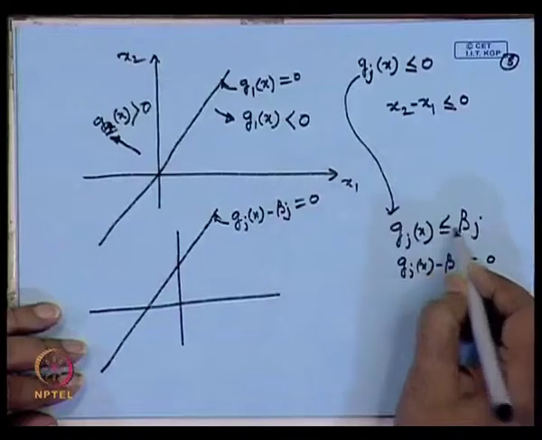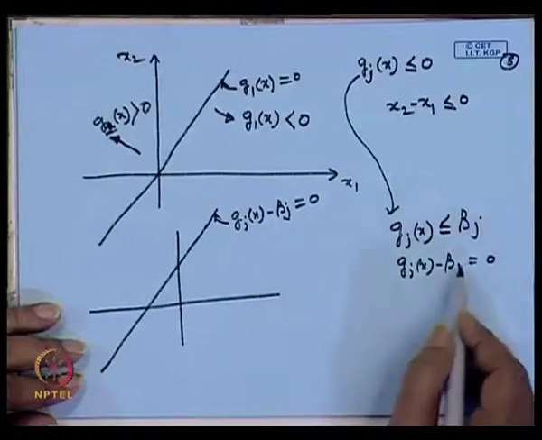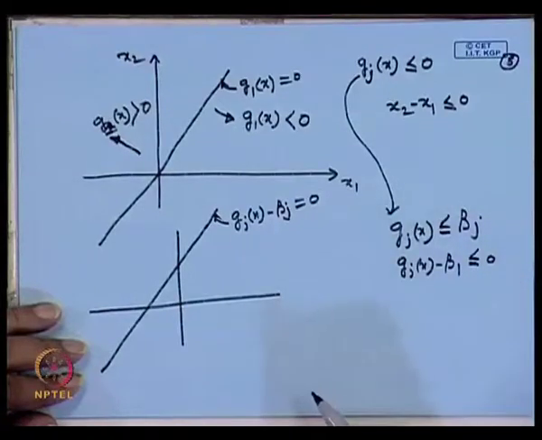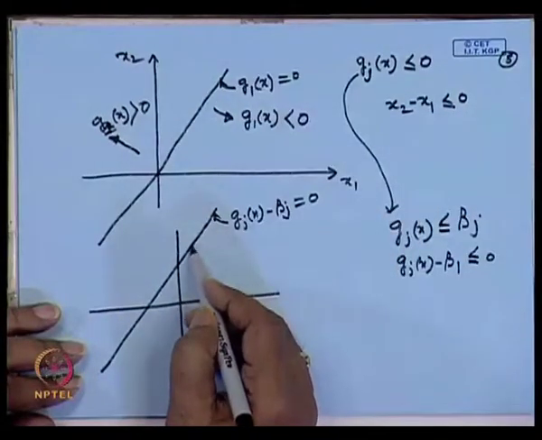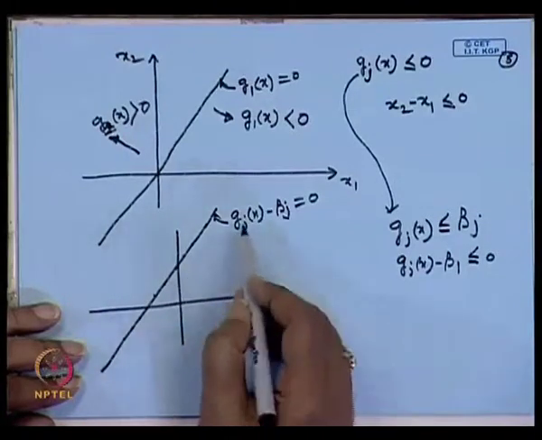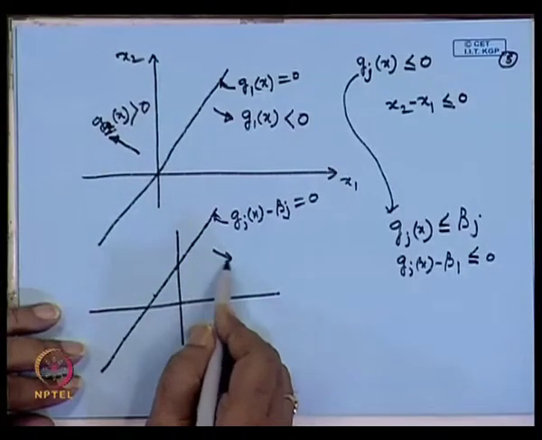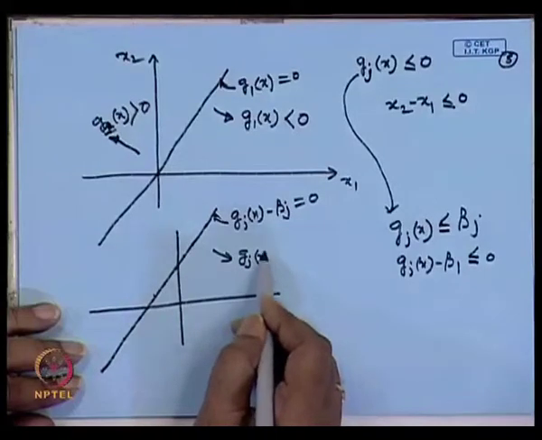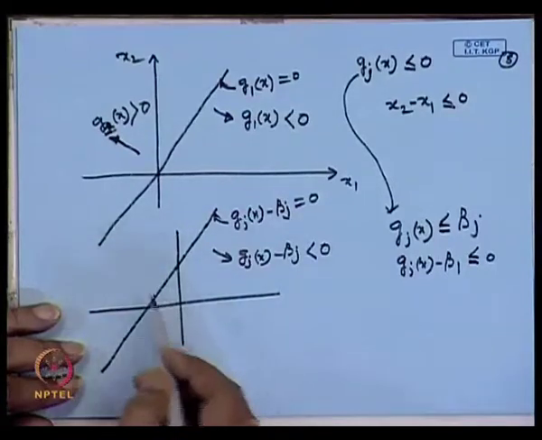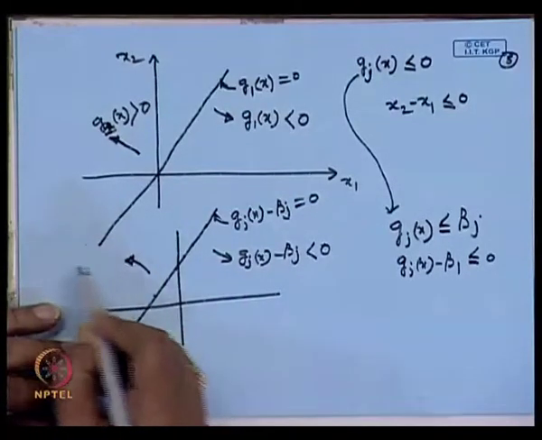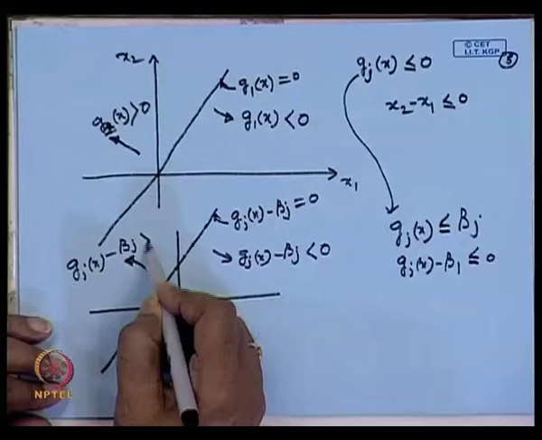Our condition is now perturbed with a beta j. So, I can write it now as gj(x) less than or equal to beta j. If you consider this type of equation, any point on the line has gj(x) minus beta j equal to 0. This portion shows gj(x) minus beta j less than or equal to 0, and this portion shows gj(x) minus beta j greater than or equal to 0.